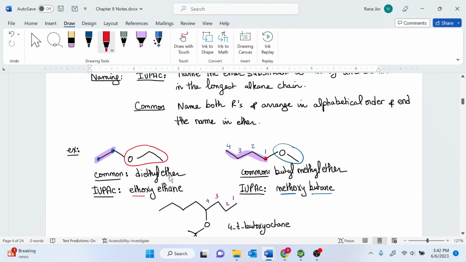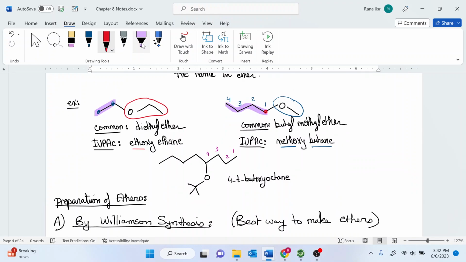Diethyl ether is an organic solvent that we use a lot in the lab. Here, always if the R's are different, this is a case of an asymmetric ether, then arrange them in alphabetical order. So you start with the butyl first, and then the methyl, and then you stick the word ether in there. This is another example. Choose your longest carbon chain, and then give your substituent the lowest number. This is a tertiary butoxy, and it is going to be an octane.